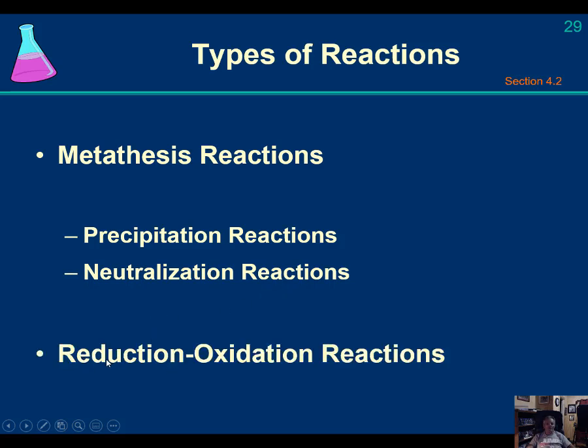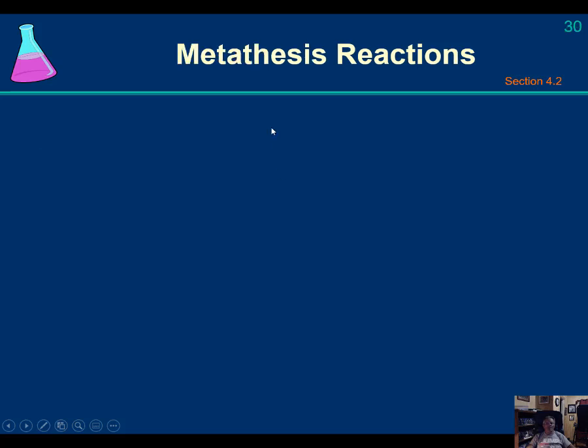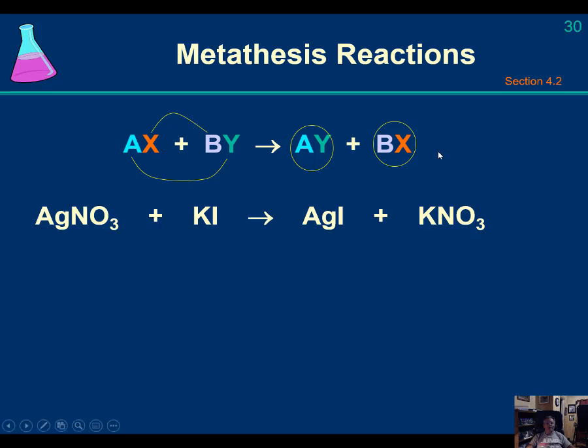Then we have a very powerful category of reactions called reduction-oxidation reactions, and we'll talk about those. So let's deal with metathesis reactions first. So these are sometimes called double replacement reactions. I sometimes call them swingers reactions because here are two compounds, and what they do is they swap partners. So there's this exchange: the AX comes to the party as AX and leaves the party as AY. BY comes to the party as BY and leaves the party as BX. So there you go. So they do replacement.